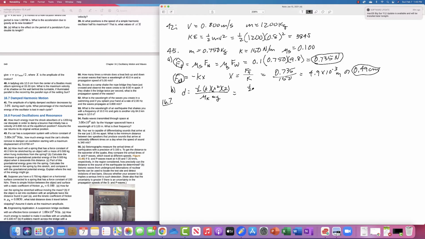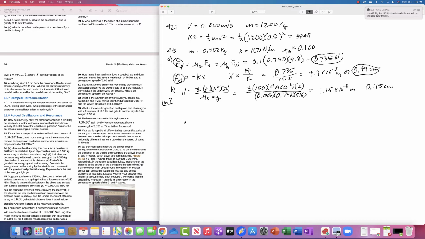So that's going to equal 1/2 times 150 times 4.9 times 10 to the minus 3 from the previous problem times 2, as it says, divided by 0.085, which was what was given in the problem, times 0.750 times 9.8. And if you do all that math and crunch it, you get the distance traveled is 1.15 times 10 to the minus 3 meters, or 0.115 centimeters. So not very far, really.